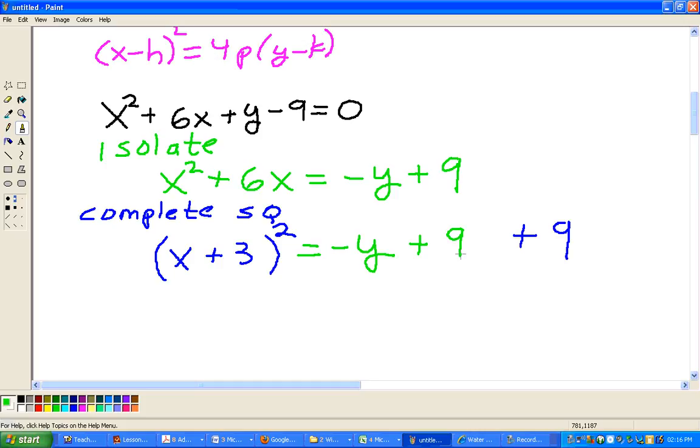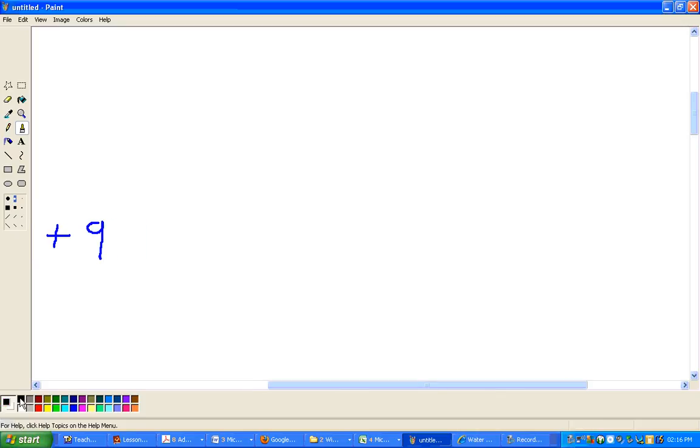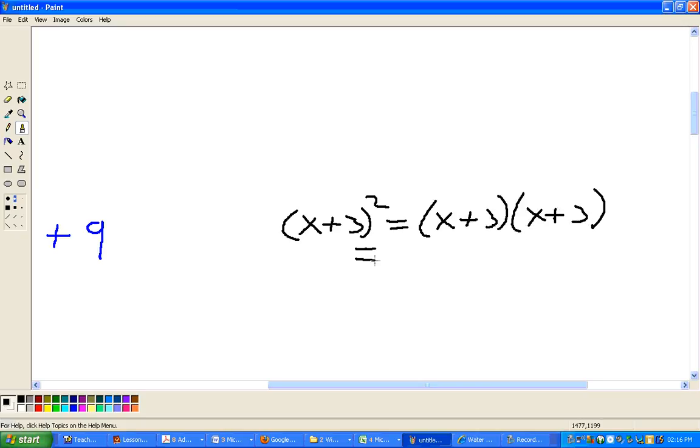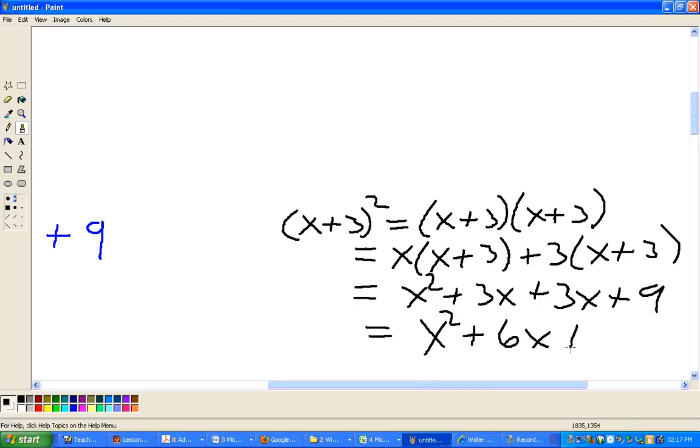Now, if you're not sure on that 9, come over and do some scratch work. I'm assuming everybody would know x plus 3 squared is x plus 3 times x plus 3, which is x times x plus 3 plus 3 times x plus 3, which is x squared, 3x, 3x, and a 9. The 6x you already had. The 9 was something that you made.